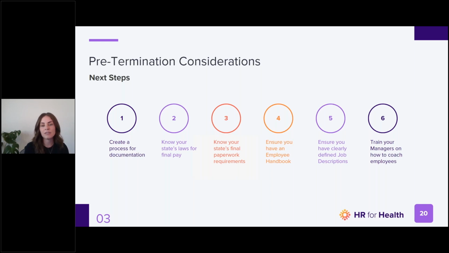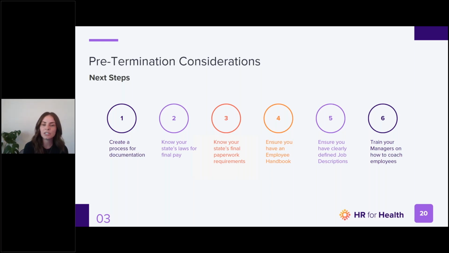The next one is your state's final paperwork. Again, I just showed you there's different documents for each state. So just make sure that you know what you need to provide to your employees. And then the next one is obviously we're going to have the employee handbook in probably all of our webinars because we think it's that important. But really it outlines all of the expectations that you have for your team.